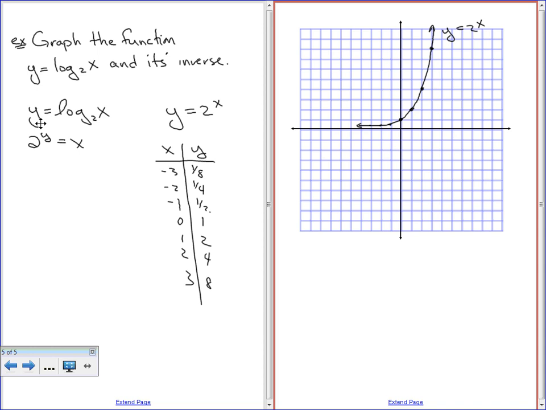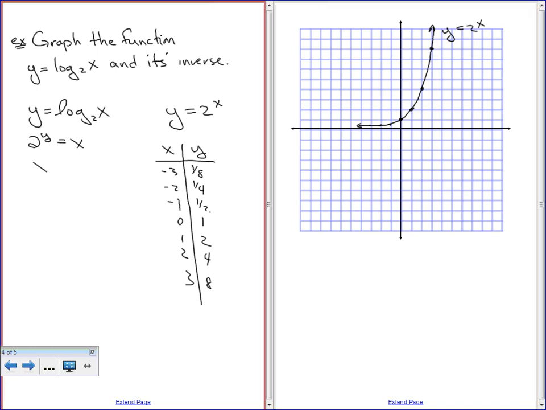How do I graph the log function? Because it's the log of x to the base 2, and there's no base 2 button on a calculator. Can anybody tell me a quick way of graphing an inverse from its inverse? Yes, exactly. We have the points now. Just switch the order. It becomes 1/8 and -3, 1/4 and -2, 1/2 and -1, 1 and 0, 2 and 1, 4 and 2, 8 and 3.